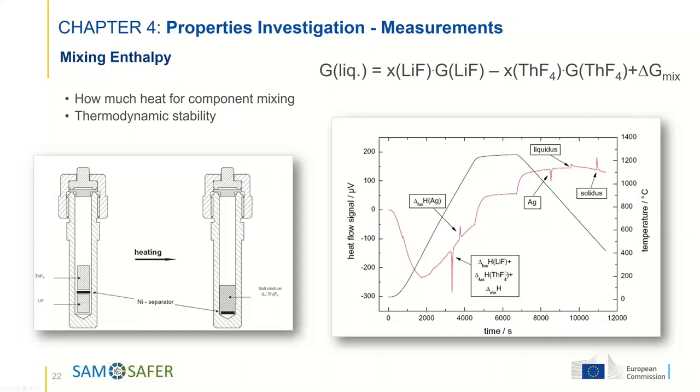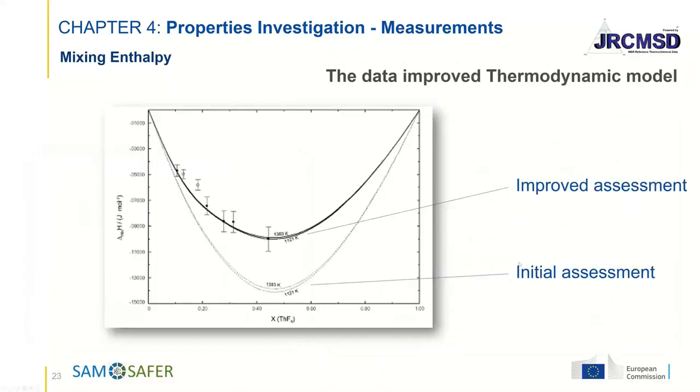So if we subtract the fusion enthalpy of thorium fluoride and lithium fluoride, we can get the enthalpy of mixing of this particular composition that corresponds to the ratio between the two bulk materials. Why is this important? This is the outcome which we got.